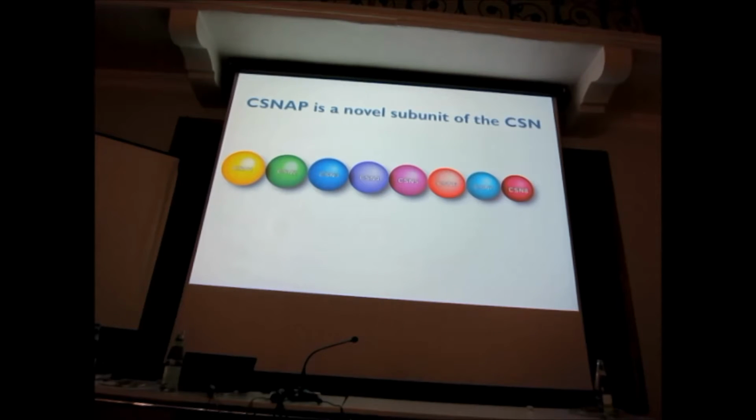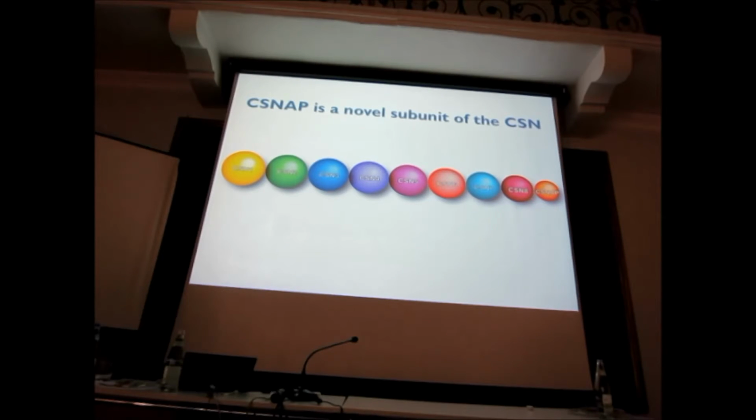And it was accepted for many years that this protein complex has 8 different subunits called CSN1 to CSN8 according to their decreasing molecular weight. What I would like to show you is that this complex actually has a 9th component, which we call CSNAP, for CSN acidic protein. Unfortunately for us, the name CSN9 was already taken, so we couldn't use it. And this is a very small protein.